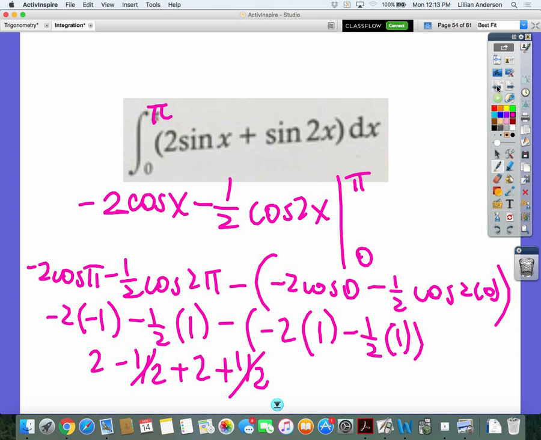Where did you get that 1/2 for the cosine 2x? Remember, when you take the integral of sine of ax plus b, that's equal to negative 1 over a cosine of ax plus b. Oh, okay. That's one of those special ones.